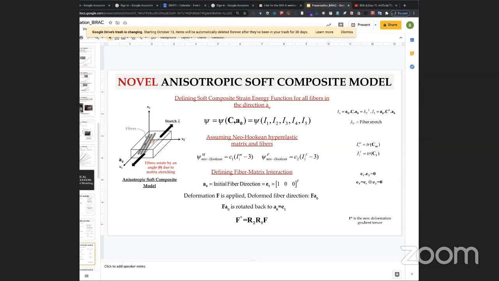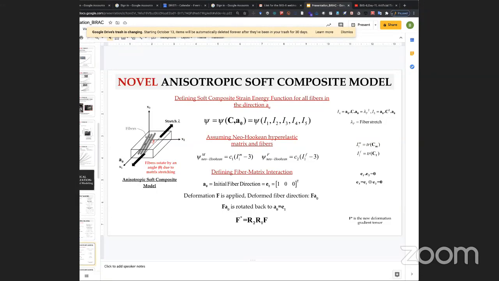So this is an integrated model which we have come out with. This is called the novel anisotropic soft composite model, where we have included all the problems which were faced by all the other models in the literature. Here there is the fiber matrix interaction, meaning when you pull a certain specimen, let's assume the figure on the left is a tissue specimen. When we pull this in a certain direction, the fibers also rotate, the fibers are not really stretching because they have different material properties. So a lot of things happen inside.